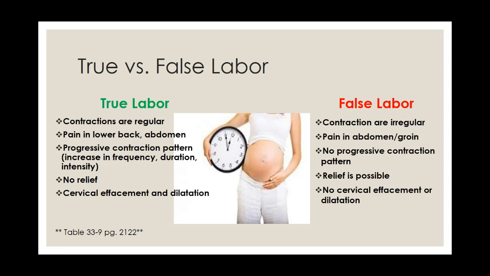With false labor, the contractions are unchanged with activity. So mom can get up and walk around and it doesn't make a difference. With true labor, that labor and those contractions will worsen as the mom becomes active. So as she's walking around the labor unit or walking around wherever, her contractions become worse and worse.